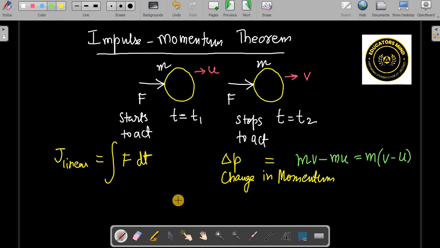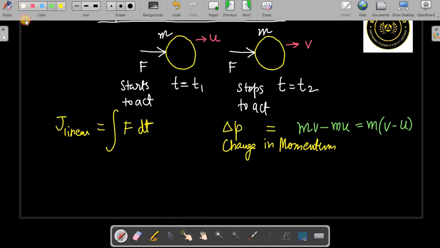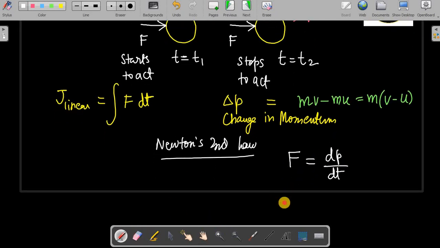Now, remember Newton's second law. What is Newton's second law? Newton's second law, let me remind you, is defined as force, that is of course the net force, is the rate of change of momentum, dp by dt, right? dp by dt. So when you bring this to the left side, this is dp, and you can integrate.